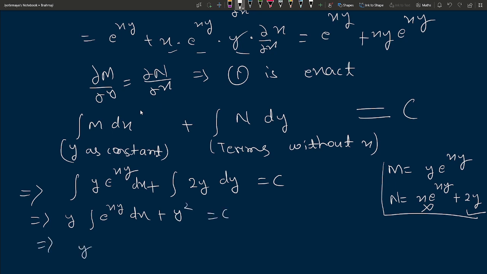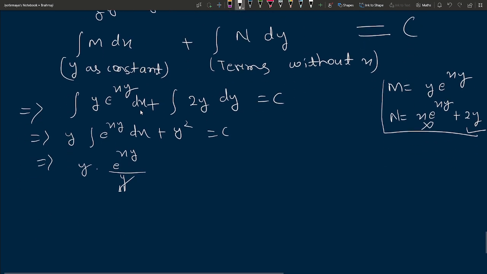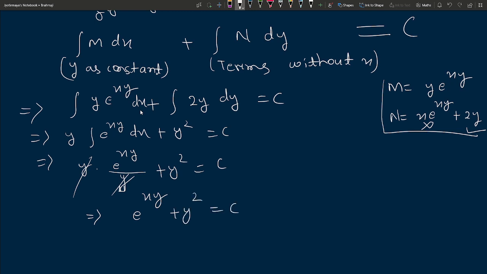Now y into integration of e to the power xy: e to the power xy divided by the constant which is multiplied with the variable. What is the variable? X. What is the constant multiplied with x? Y. So divided by y, plus y square equal to c. Now here y gets cancelled, which implies e to the power xy plus y square equals c. This is your general solution.